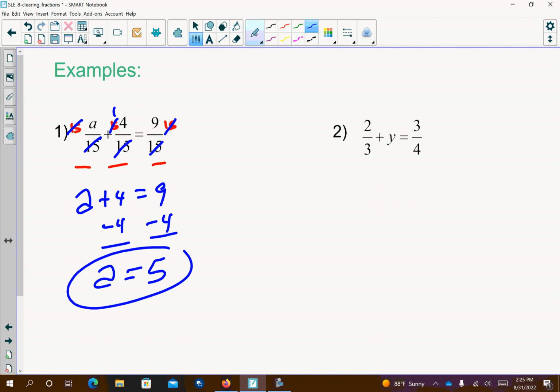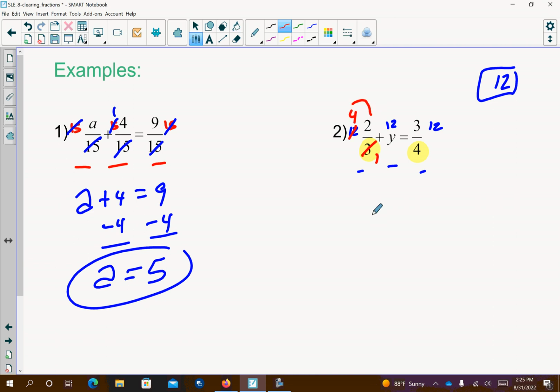The next problem, I want to take a look at my 2 denominators. I have a 3 and a 4. Okay, so let's think about this. 3 doesn't cancel 4, and 4 doesn't cancel out 3. But if I were to multiply everything by 12 on that problem, I have 3 terms: 1, 2, 3. So if I multiply this by 12, this by 12, and this by 12, watch what happens. 3 goes into 12 4 times.